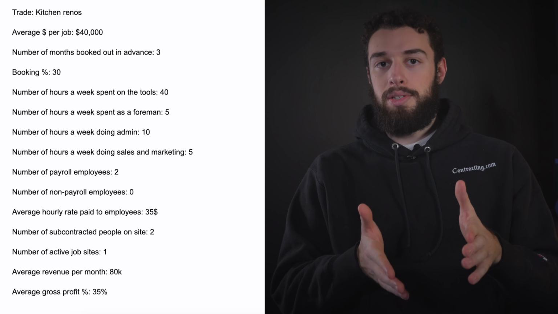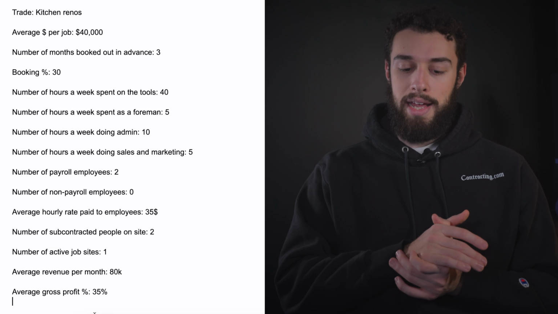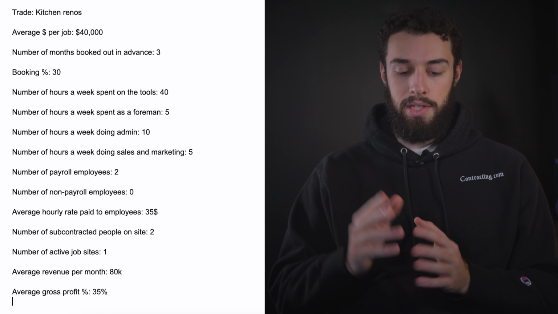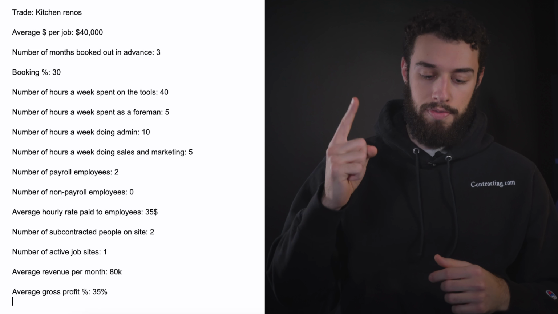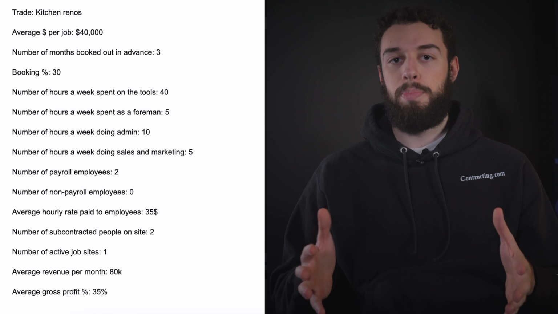But you'll notice with this business, there should be two things that are standing out. So if you want to pause and have a guess, do that now. Okay. There's two big things that stand out as red flags, real constraints. The first one is spending 40 hours a week on the tools, and the second one is a 30% booking percentage. Now, if you remember from our theory of constraints, you go marketing, sales, hiring, production.